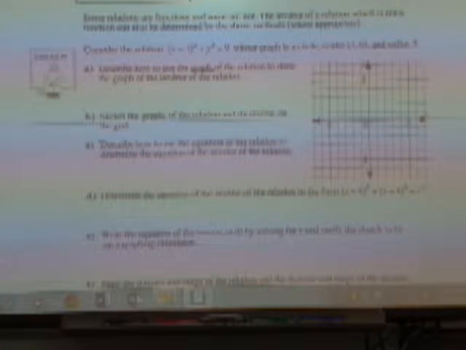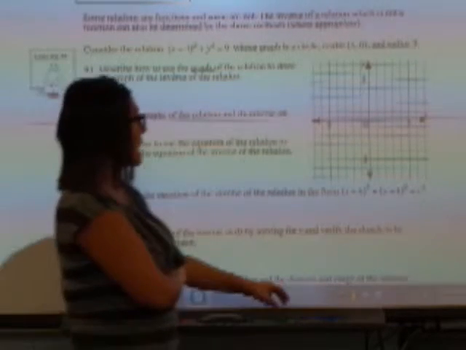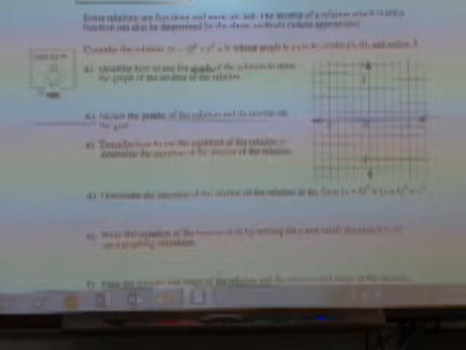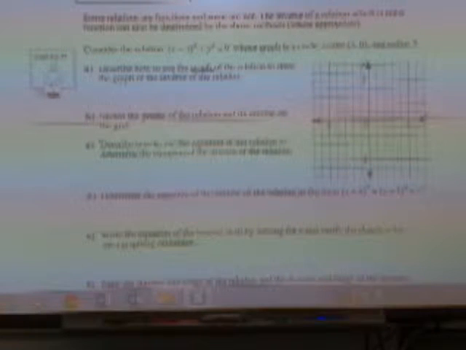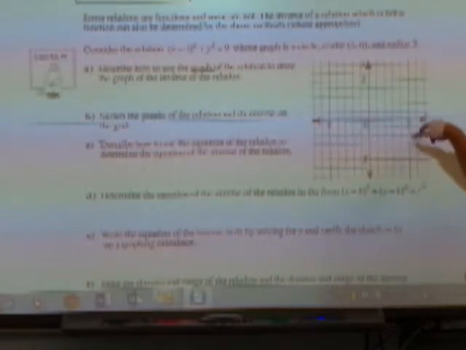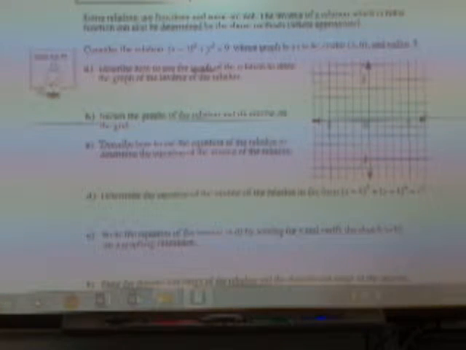So some relations are functions and some relations are not. The inverse of a relation which is not a function can still actually be determined. If we look at this class example, we have a relation x minus 3 squared plus y squared equals 9. This is the equation of a circle. The circle has a center at 3 and 0 and a radius of 3. So the question is, describe how to use the graph of the relation to draw the graph of the inverse. How would I use the graph of my first picture to draw the graph of the inverse picture?